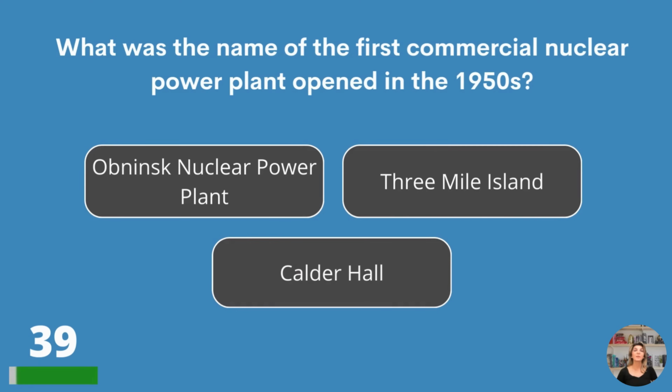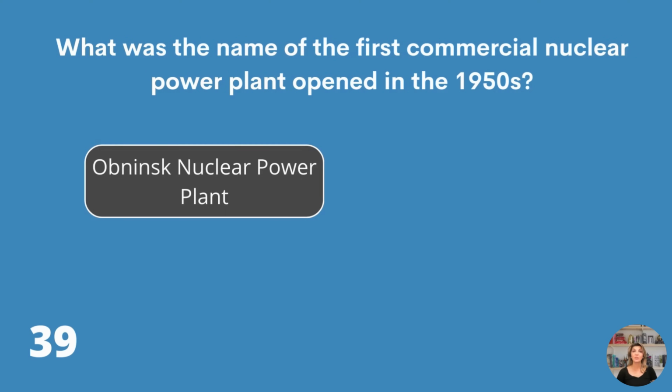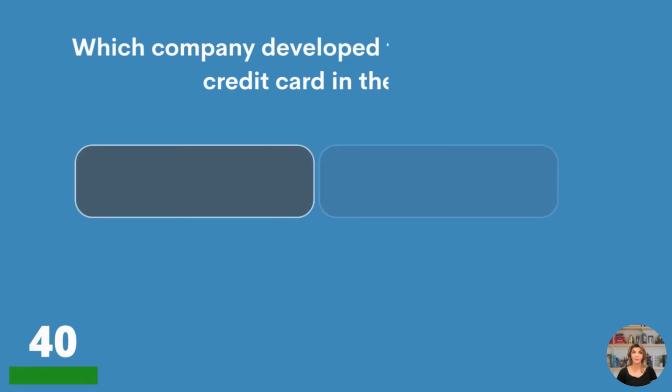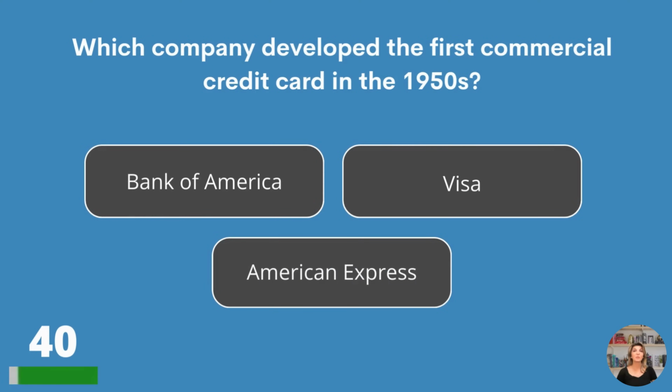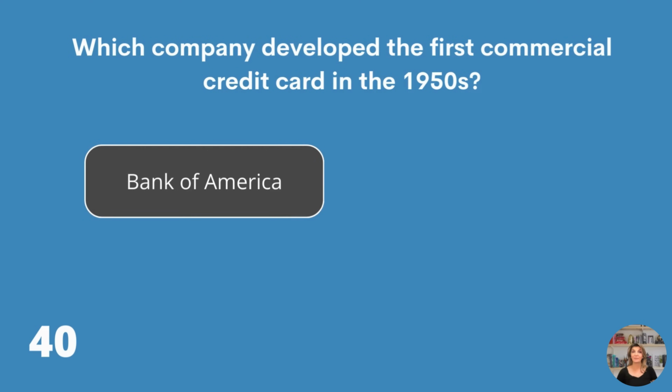What was the name of the first commercial nuclear power plant opened in the 1950s? Obninsk Nuclear Power Plant, 3 Mile Island, or Calder Hall? Obninsk Nuclear Power Plant. Which company developed the first commercial credit card in the 1950s? Bank of America, Visa, or American Express? Bank of America.